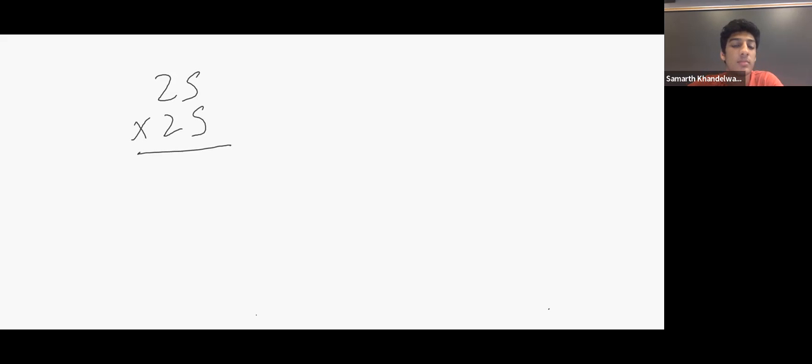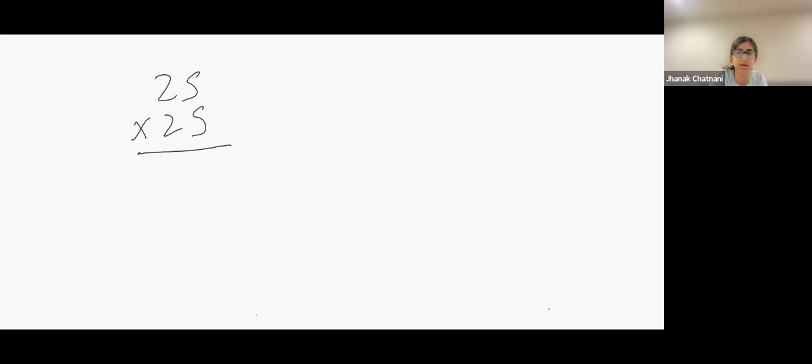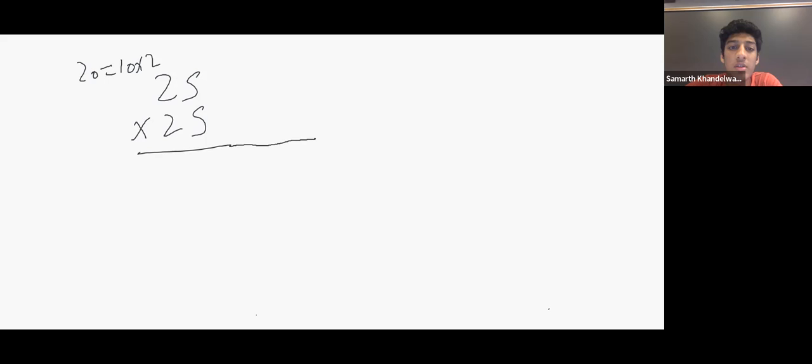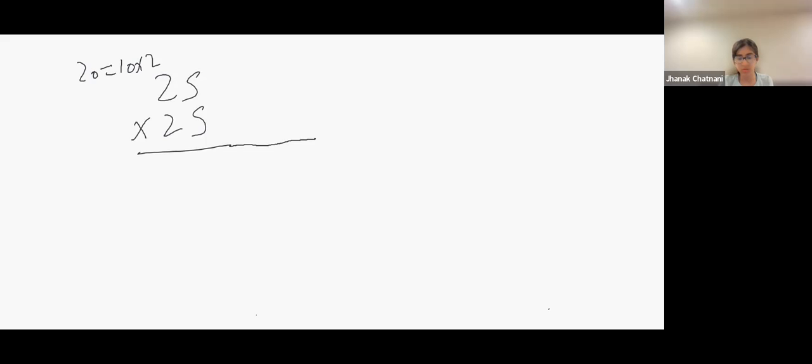Yeah, Janak? What I would do is I would use base 20, so you do 10 times 2 for your base of 20. And then you'd extend the line. What goes on the right side? You would do plus 5, sorry, because 20 plus 5 would be 25.